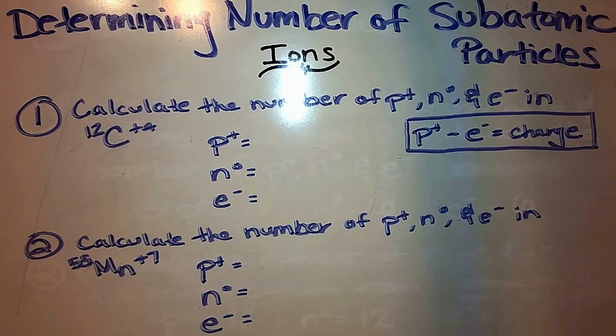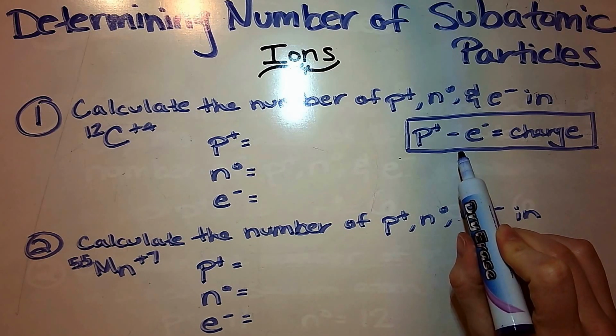Hey chemistry students, welcome to your tutorial on determining the number of subatomic particles, aka protons, neutrons, and electrons, with ions. Now remember, ions are atoms that have either gained or lost electrons. So there's two examples that we are going to go through today.